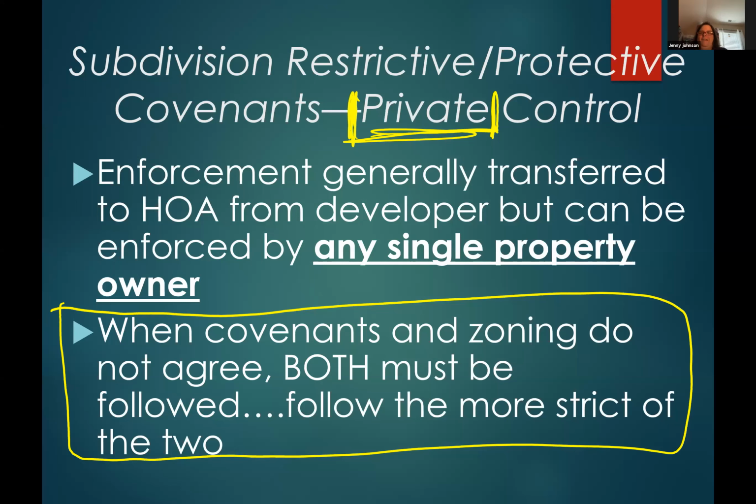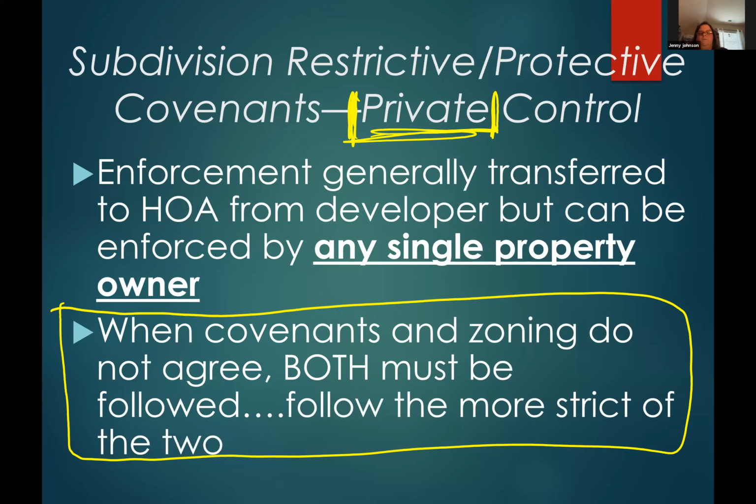That's exactly the way this works. If you've got two sets of rules, figure out which one is more strict, and that's the one you follow. So for example, if the covenants say no fences over 6 feet tall, and the zoning says no fences over 8 feet tall, don't go over 6.